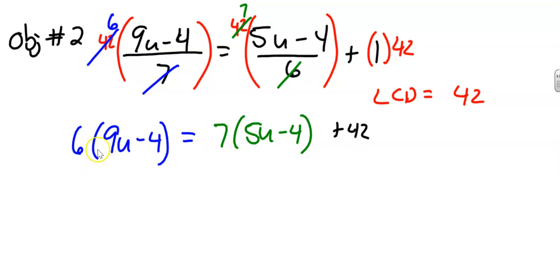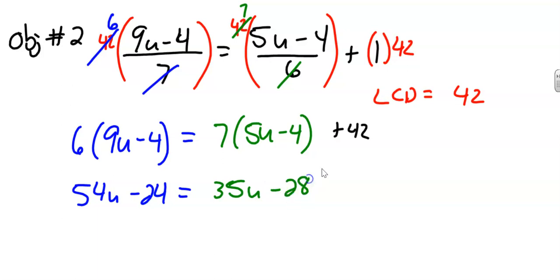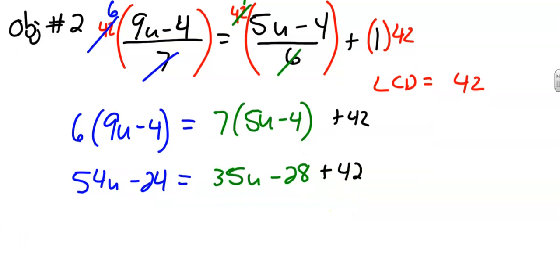Okay, a little bit of distributive property. 6 times 9 is 54. 6 times 4 is 24. 7 times 5 is 35. 7 times 4 is 28. And again, that plus 42 just hangs out behind it there.